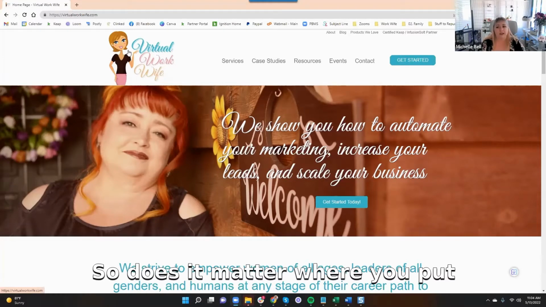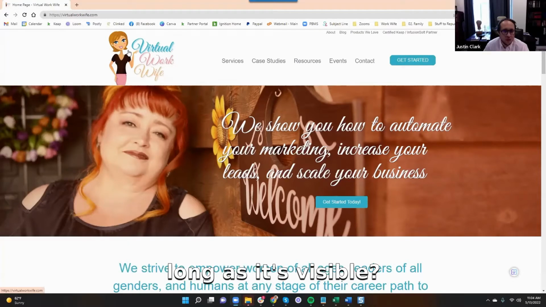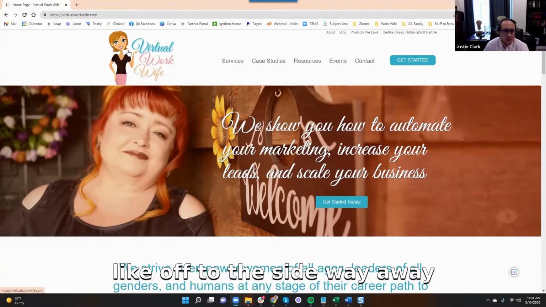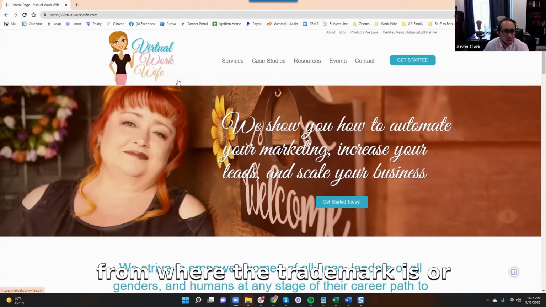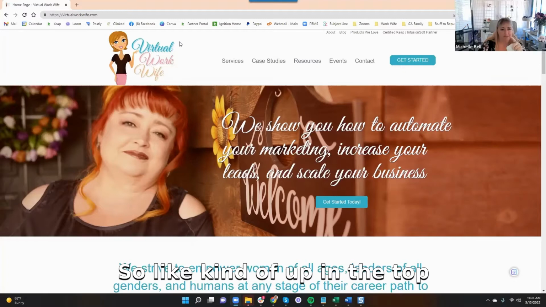So does it matter where you put the TM? Because that's my first dumb question. Does it matter if I put it in the top corner, or on the left, the right, the bottom? Where does it go? Doesn't really matter, just as long as it's visible. And it's not off to the side, way away from where the trademark is, or hidden by something. Right where the cursor is would be good. Okay, so kind of up in the top right corner.